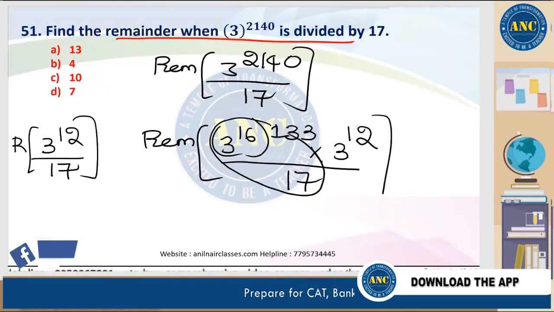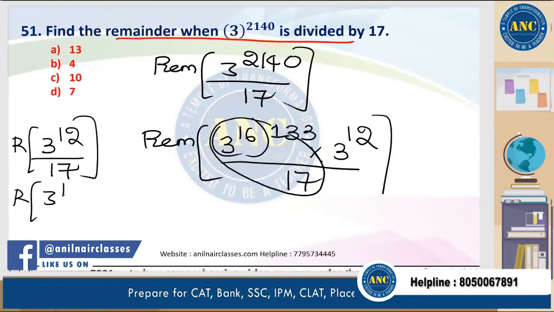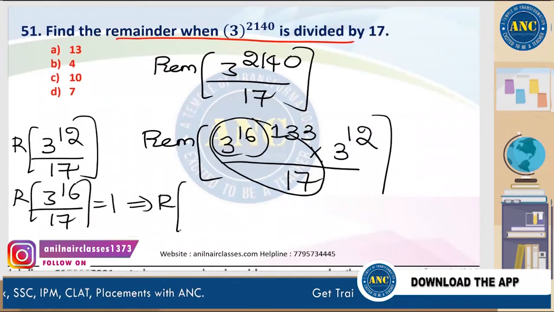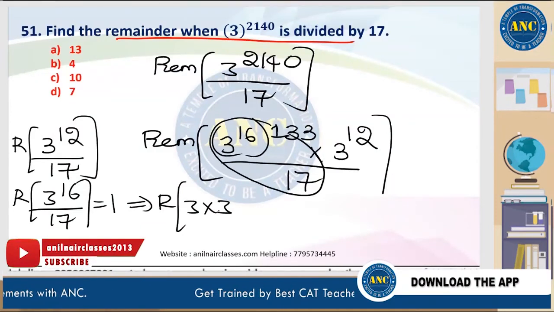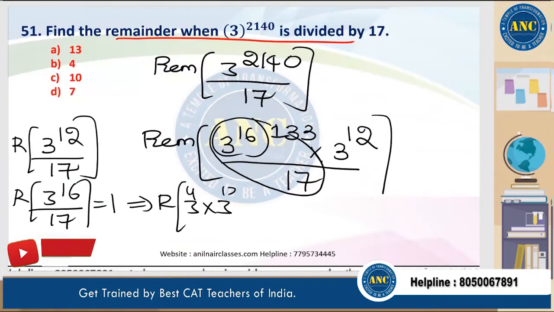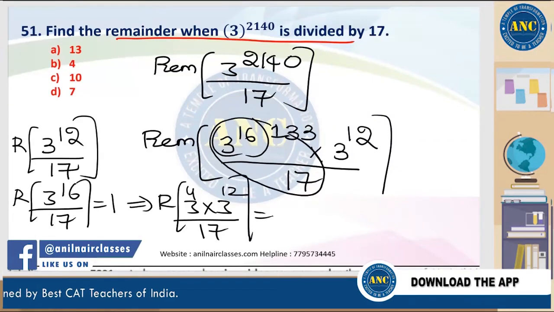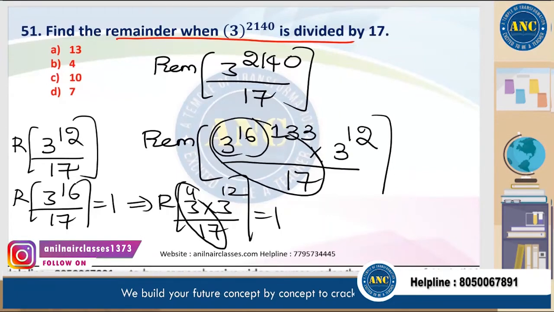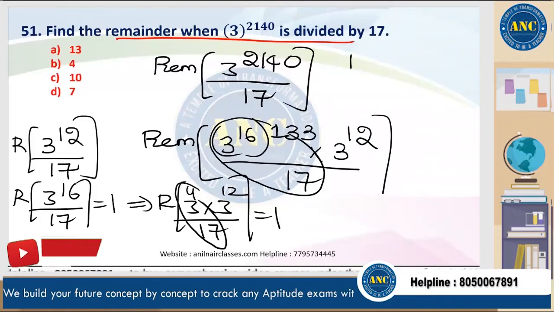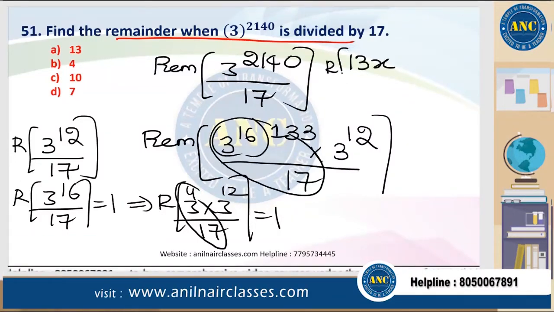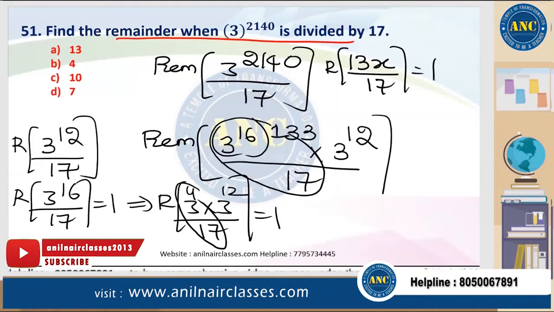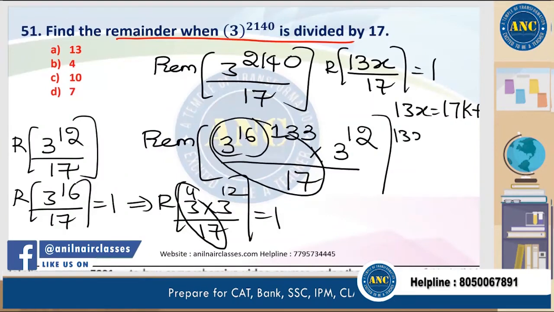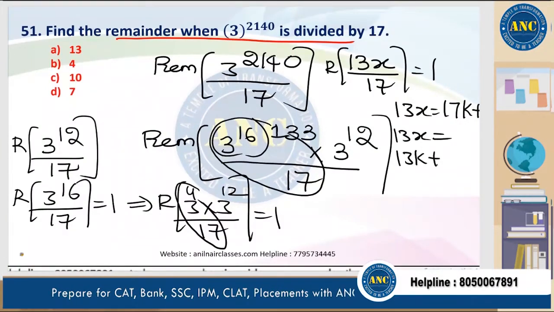You can use Fermat's backtracking method also. 3 power 16 when divided by 17 is 1. So this is nothing but 3 into 3 power 4 into 3 power 12 divided by 17. It is 1. 81 divided by 17. 17 fours are 68. 13. So 13x when divided by 17 is nothing but 1. 13x is 17k plus 1. 13x is 13k plus 4k plus 1.